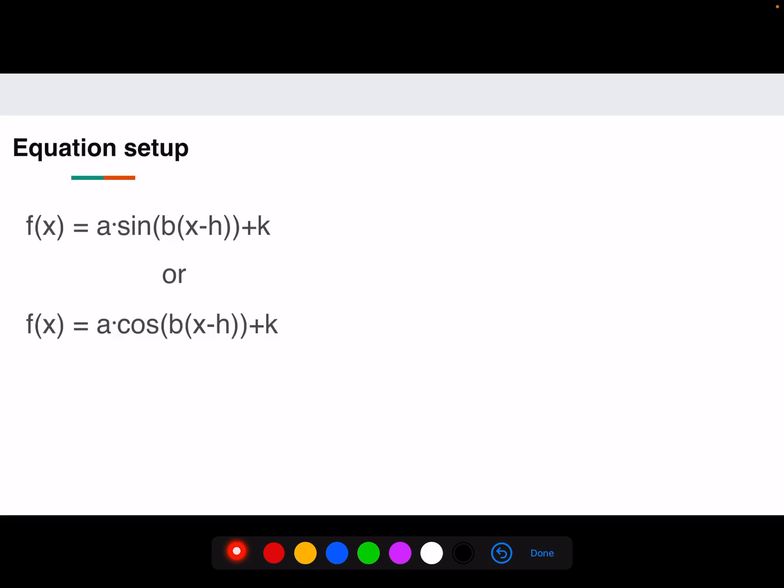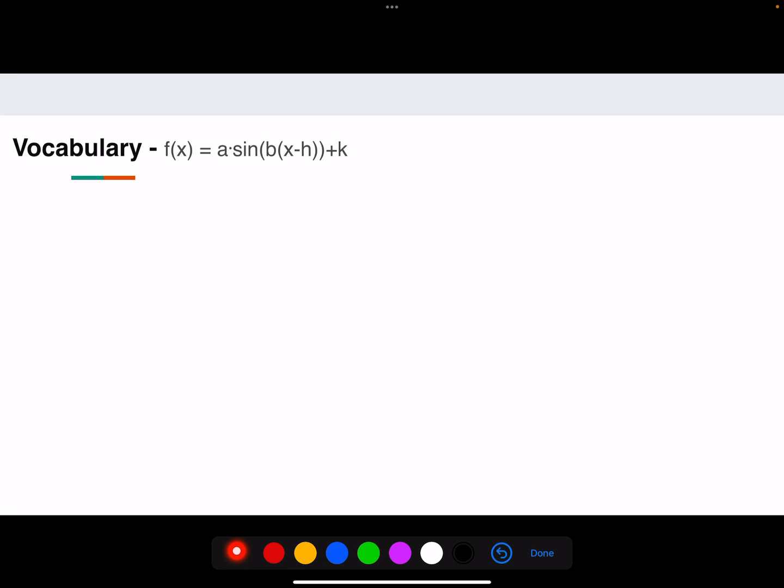So here's the basic setup. You'll see the sine and cosine. The letters don't matter. We're going to focus on this A, the B, the H, and the K, and we're going to talk about what each one does. So again, this would be a sine or cosine.